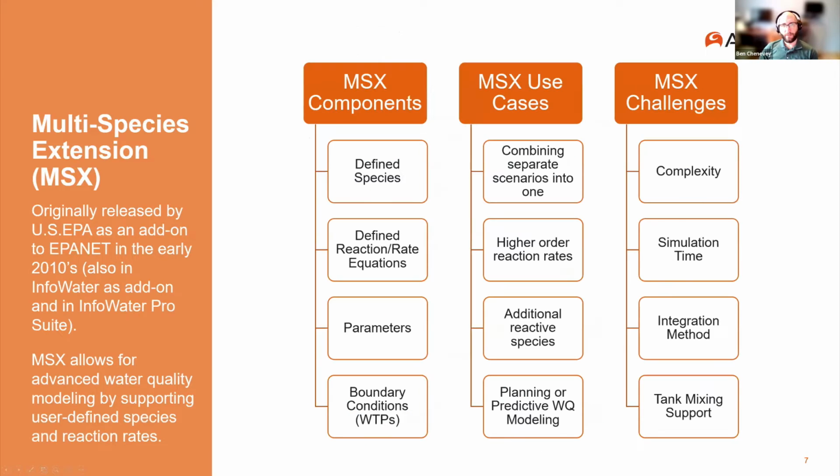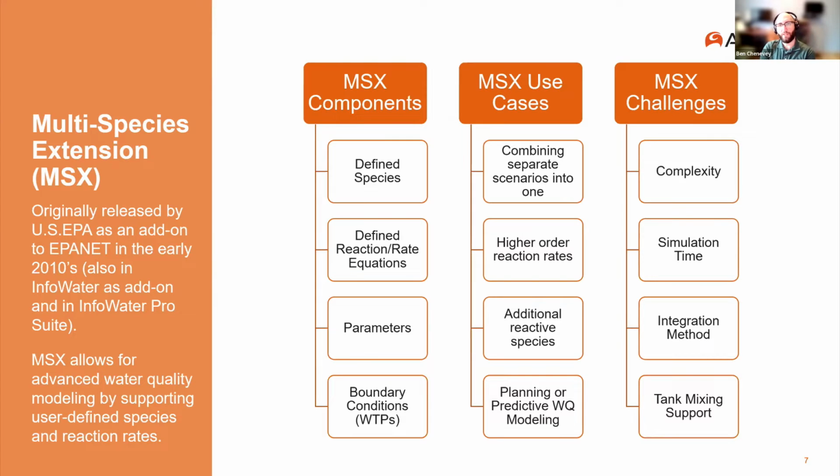So some more details about multi-species modeling with MSX. It has different components. Like I said, we can define whatever species that we want to actually simulate, and we can define their reactions and their equations and interactions with each other. We can also include different parameters that help us define those interactions, as well as what the boundary conditions are, what's actually going into the system. Typically, these models don't include what's actually occurring at the distribution or at the plant. These are usually starting at, say, a clear well, but we have to define what's actually going into the distribution system.